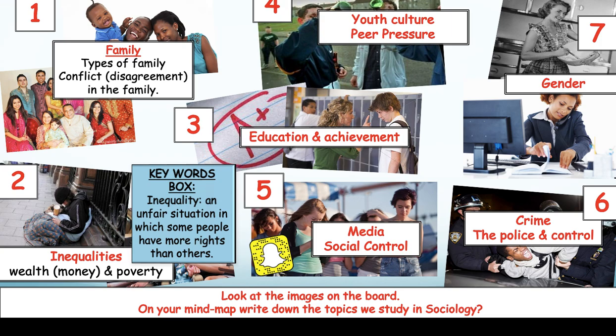It's not limited to this, because when we look at, for example, inequalities, we look at how society is stratified. Why do we have a stratified society? Please can you also write down your key word. So inequality: an unfair situation in which some people have more rights than others. Is this fair? As sociologists, we will have a look at that in an unbiased way.